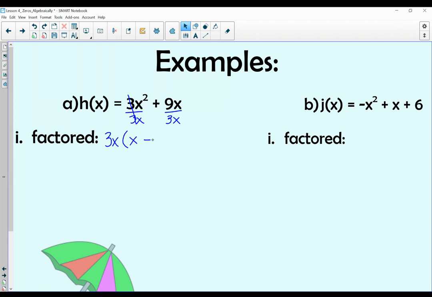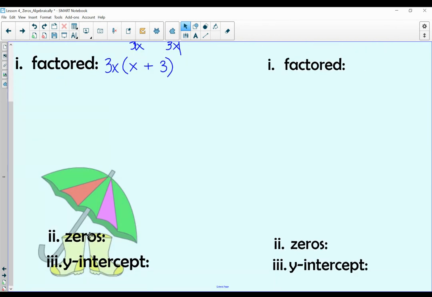My plus sign comes down. 9 divided by 3 is 3, and x divided by x is 1. So I'm left with just 3. So my factored form is 3x times x plus 3. So let's try and find the zeros of that.